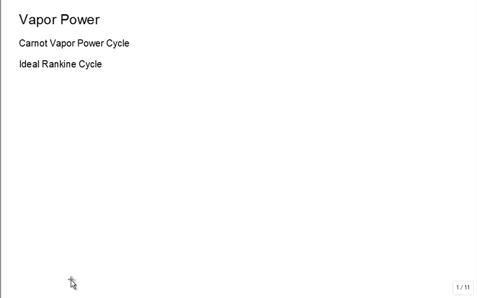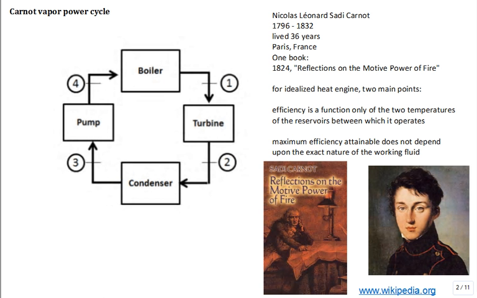So I talked last time about the Carnot vapor power cycle. I'll speak a little bit more about it. Why? Because it's the gold standard, it's the benchmark. And if you really understand the Carnot vapor power cycle, I think you're better prepared to understand the Rankine vapor power cycle. So last time we introduced it having 4 components. You should be able to sketch it by memory: boiler, turbine, condenser, pump, and the states, and then describe it.